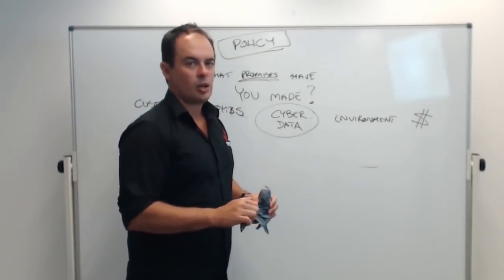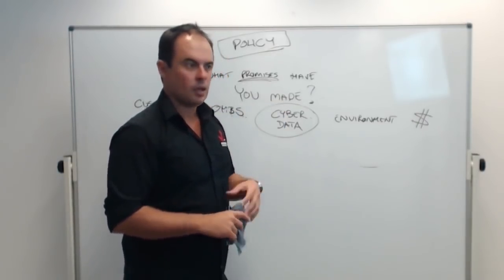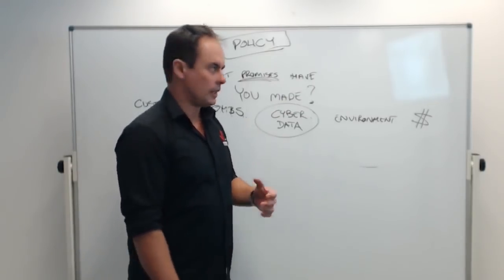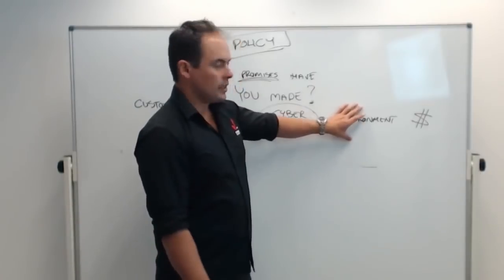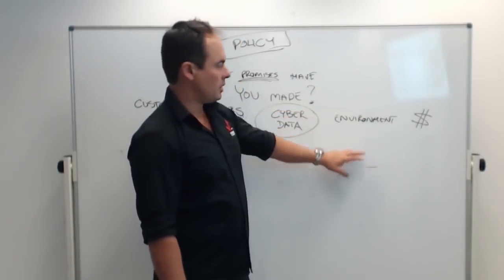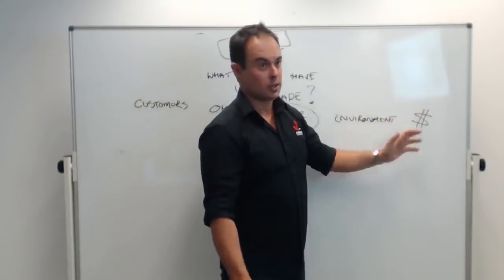It's okay. So from a cybersecurity and information perspective, what information do we have? How do we protect it? But more importantly, what promises did we make? Environmentally, what environmental promises have we made in the marketplace? And from a finance perspective, what information?